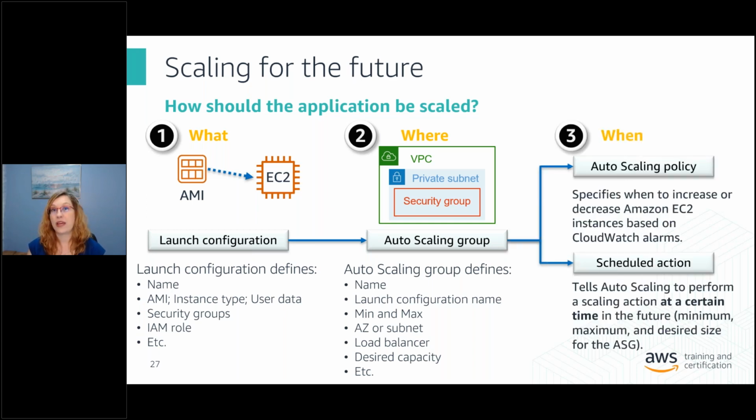Finally, I have to decide when. When am I going to scale? Here, I start with an auto scaling policy. These policies help me to dynamically determine if I need to scale. So it specifies when to increase and, super important, when to decrease the number of instances that are part of my auto scaling group. This is all based on CloudWatch alarms.